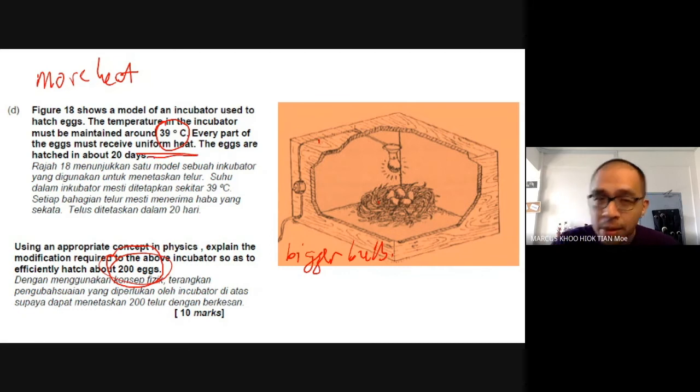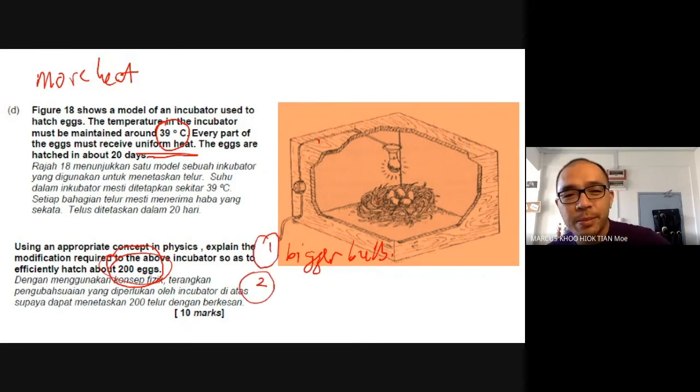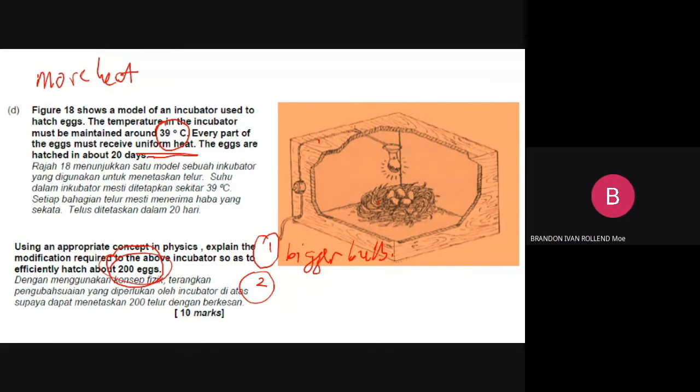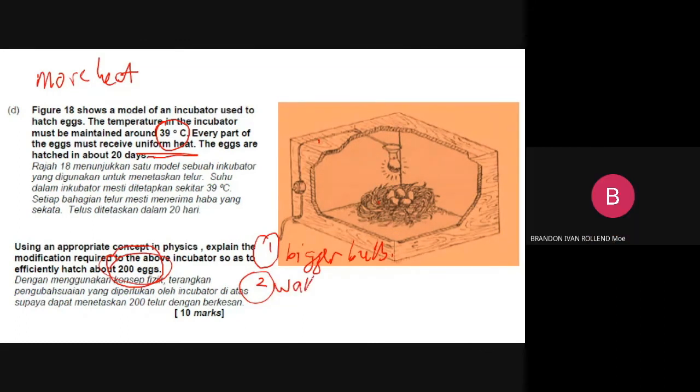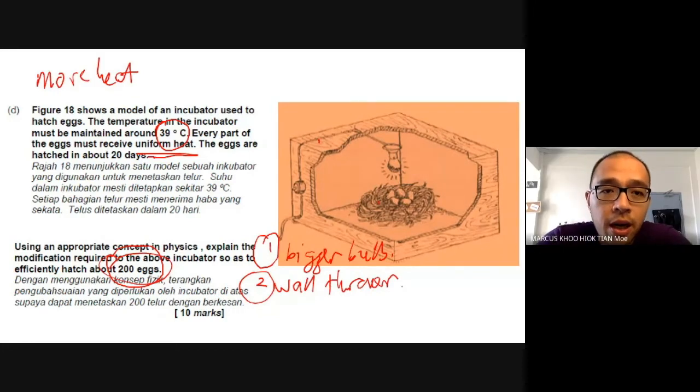Okay, don't think about the answers yet. Think about what you can do. Think about what you should do to this one. So bigger bulb. I'm going to get suggestions from everyone. Brandon? Thicken the wall. Okay, why? To avoid heat loss. Okay. How would you make the wall thicker?